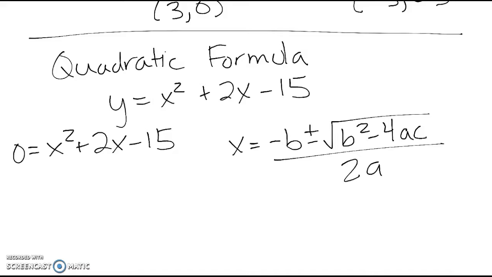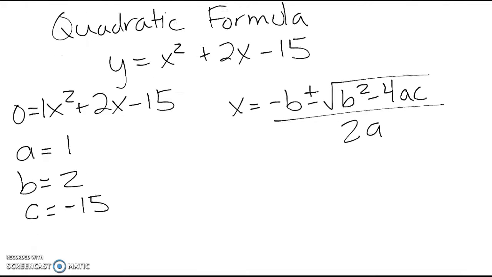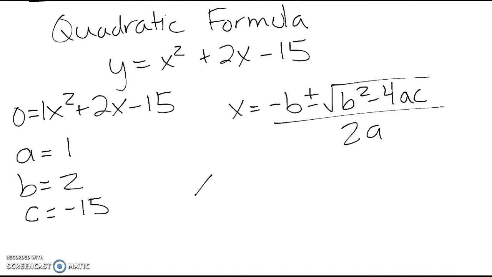Before I start putting numbers into my quadratic formula, I like to say what a, b, and c are. Remember, the coefficient in front of your x squared term is the a value, so there's a 1 right in front of that x squared. The b value is the coefficient in front of your x term, so in this case it is 2. And my c value is the number of ones I have, so I have negative 15 ones. Now I'm going to replace a, b, and c with what they're equal to.